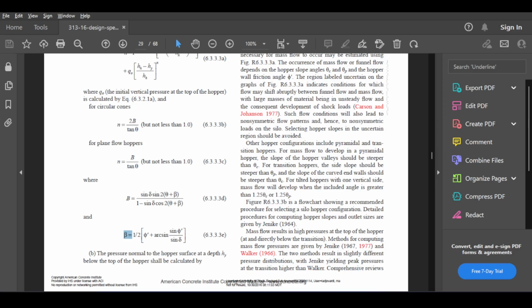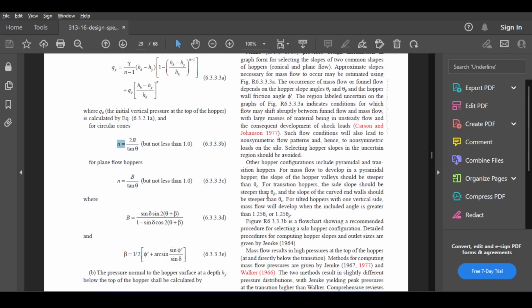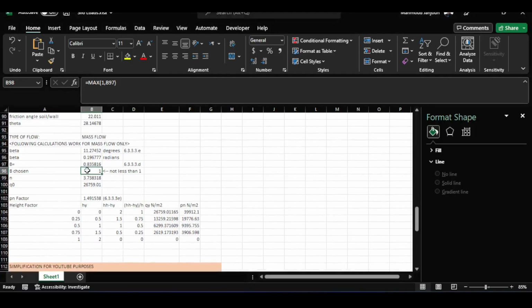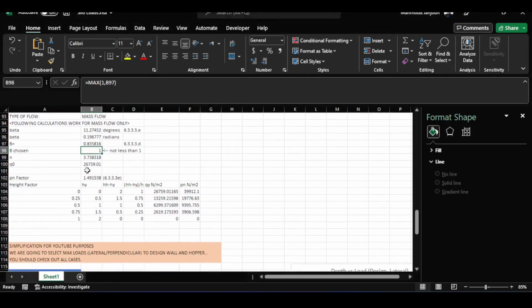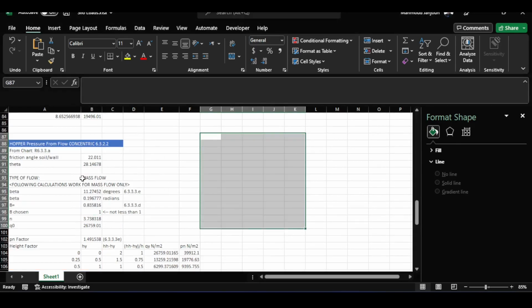Why B chosen? Because B cannot be less than 1. In my calculations, B was less than 1. Please notice that I'm assuming a plane flow hopper, because I am talking about a rectangular silo. For the circular, I would have 2 multiplied by b. I will remind you that I will be using the rectangular loads on both circular and rectangular, which is an almost inaccurate move. But, well, you have the Excel sheet that I will upload to you, so you can use it to create your circular silo calculation sheet.